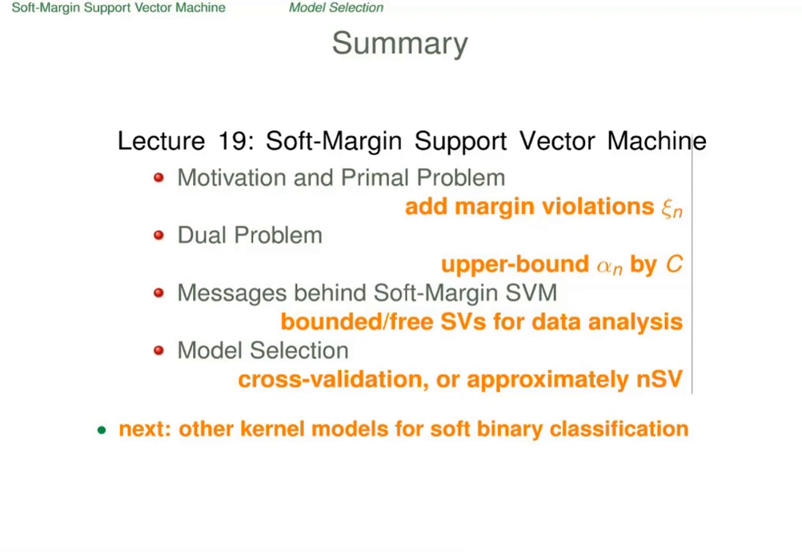Another property of soft margin SVMs is that they can control the sensitivity to outliers and regularize the solution through setting the margin trade-off parameter C.